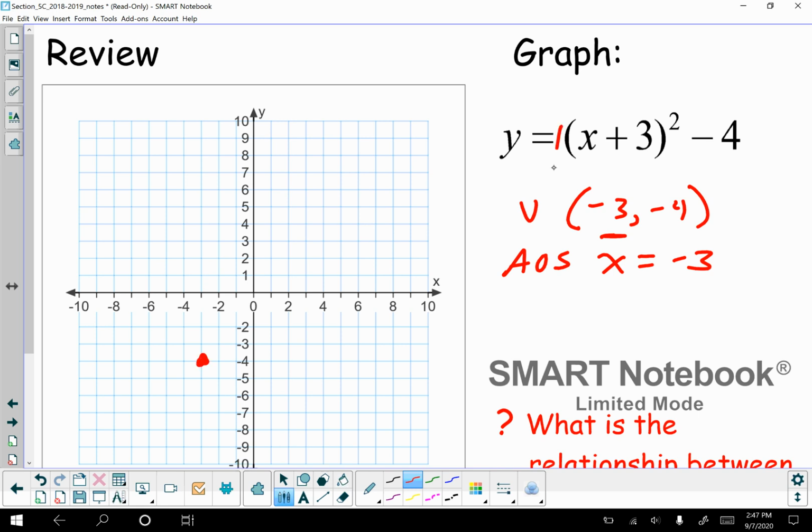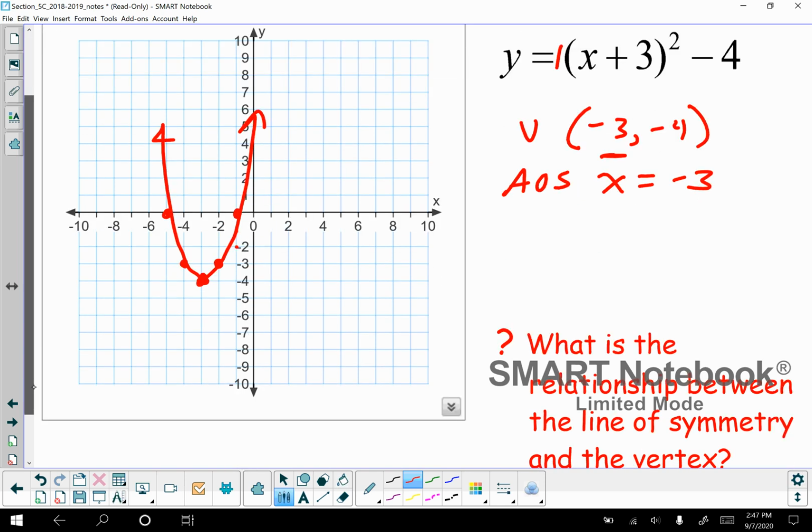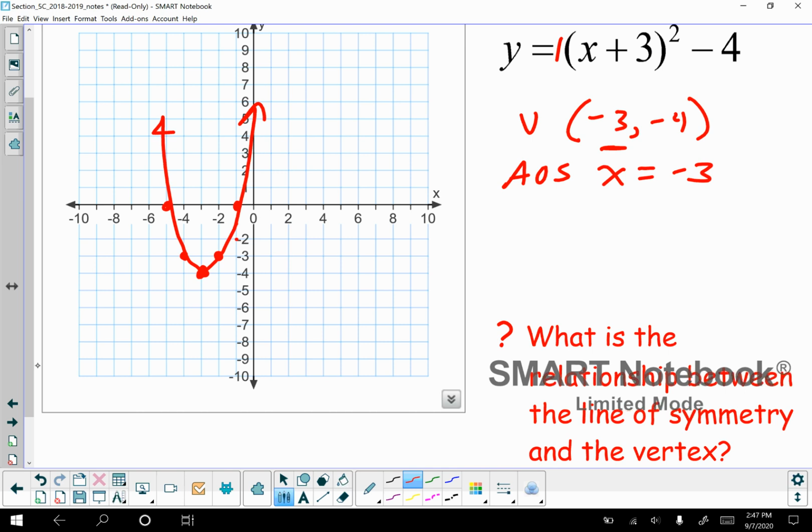My a value up front is 1, so my pattern for graphing will be right one, up one, right one, up 3, and so on and so forth. I could have kept going with the 5, but I just chose to stop there. So what is the relationship between the line of symmetry and the vertex? Well, the x component of the vertex is always the axis of symmetry. It's that vertical line.